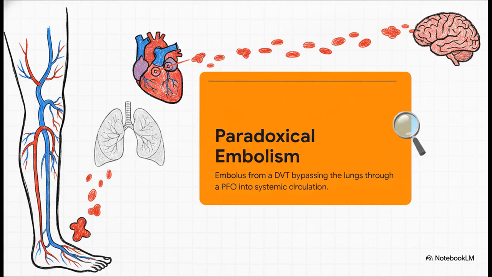What we're looking at here is a paradoxical embolism. Basically, a clot breaks off from the deep veins in the leg, travels up the inferior vena cava, and instead of getting safely lodged in the pulmonary circulation like you'd expect, it completely bypasses the lungs. It literally slips right through a patent foramen ovale, a structural defect in the heart, enters the systemic circulation, and shoots straight up to the brain.